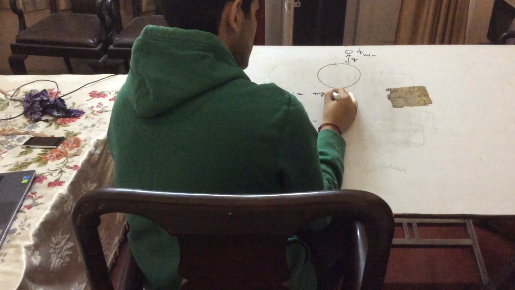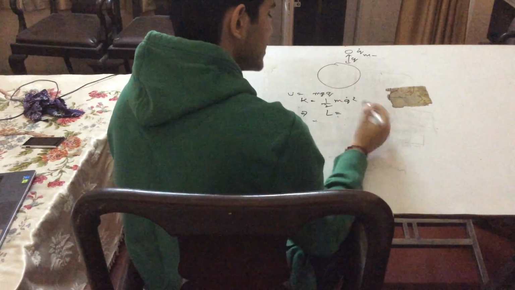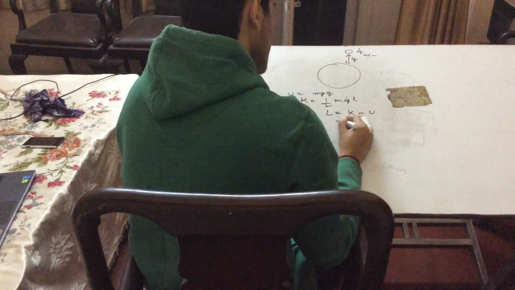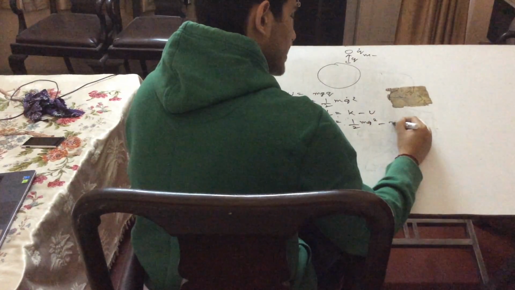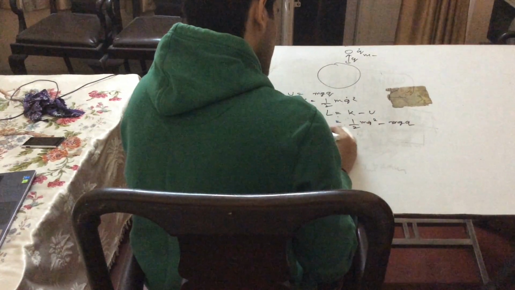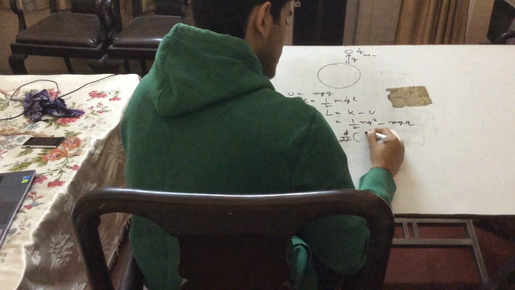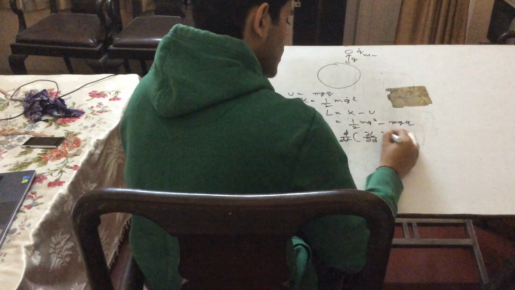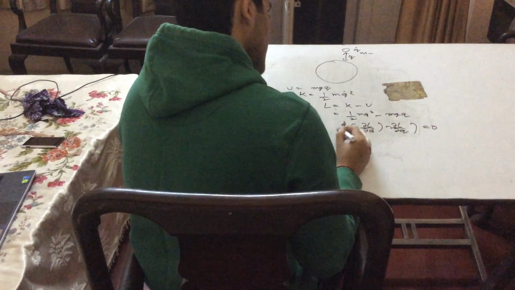Now we have U equals to mgq, K equals to half m q dot square, which implies that the Lagrangian, given as K minus U, equals half m q dot square minus mgq. Now the Lagrangian equation is given by d by dt of dou L by dou q dot minus dou L by dou q equals to 0.